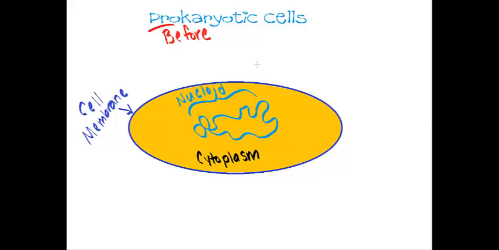Now, this DNA is what is called naked because it lacks the associated proteins that large amounts of DNA in eukaryotic cells are wrapped around to keep them organized. It's not necessary in a prokaryotic cell because they're so much smaller.